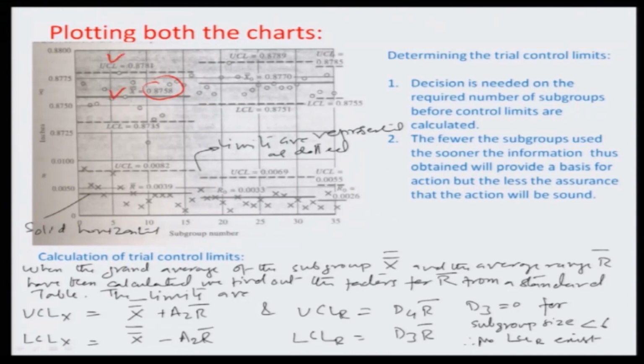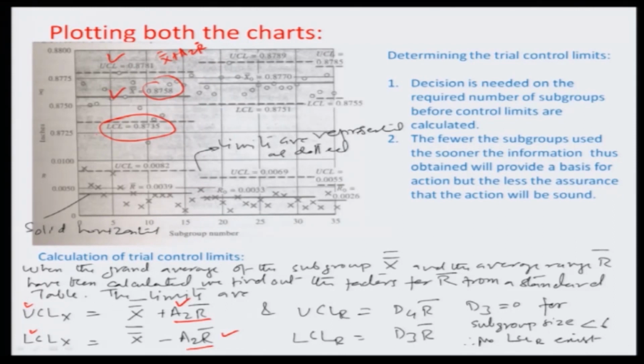which is based on X double bar plus A2 R bar, where I think A2 had been illustrated as 1, okay, for a subgroup size of 5, and similarly the LCL has also been recorded as X double bar minus A2 R bar. I think I have described this while doing the recording. So, you have a recording of the observations in the previous form.